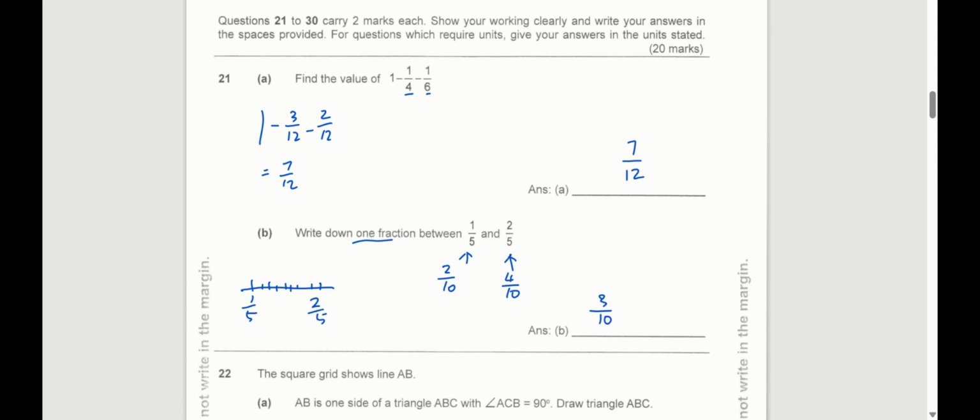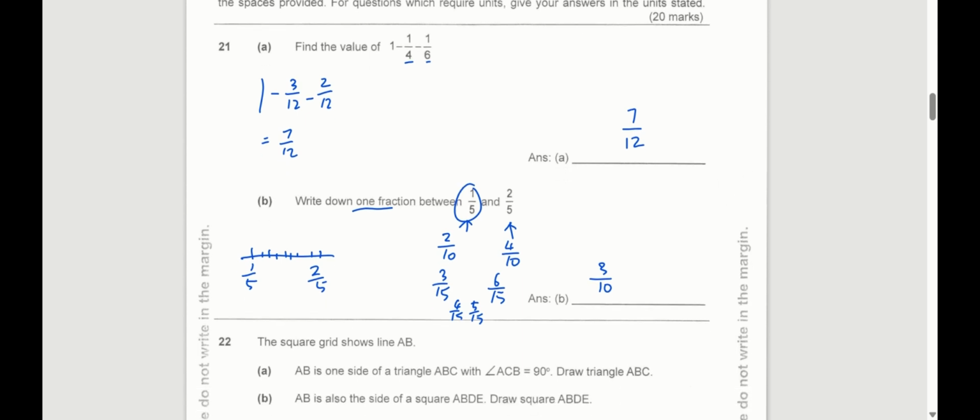I can continue to find, say for example, from 1/5, I can change it to 3/15, and then this will be 6/15. So any other fractions such as 4/15, 5/15, that's 1/3, will also be considered correct.